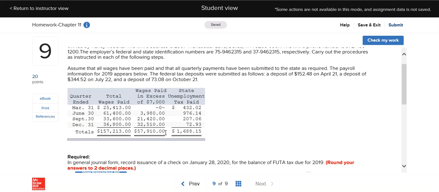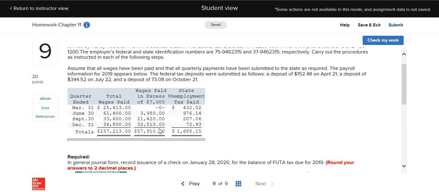So the amount of dollars that are taxable for federal unemployment tax were... $1,688. I'm sorry, that's the tax. Were $57,910. That's what the wages were. I'm just going to back up. I'm really messing this up. These are the wages paid in excess of $7,000. These are the ones that are not taxable.